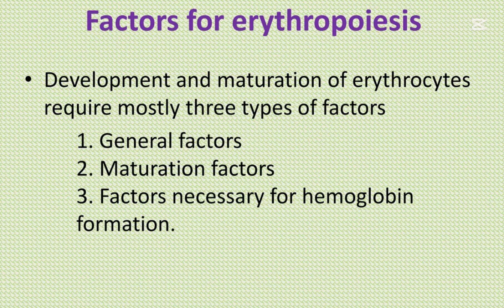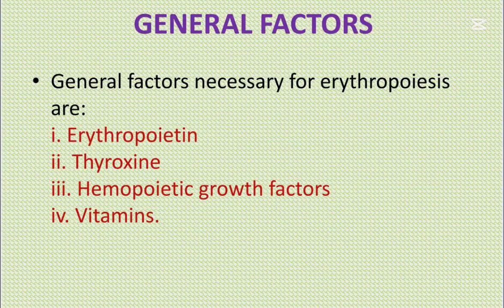So the first one we're talking about is the general factors. The general factors necessary for erythropoiesis involve hormones, or proteins, which are erythropoietin and thyroxine. The next are the hematopoietic growth factors, and vitamins. I'll call them hormones and nutritional factors needed for erythropoiesis. So the general factors are erythropoietin, thyroxine, hematopoietic growth factor, and vitamins.